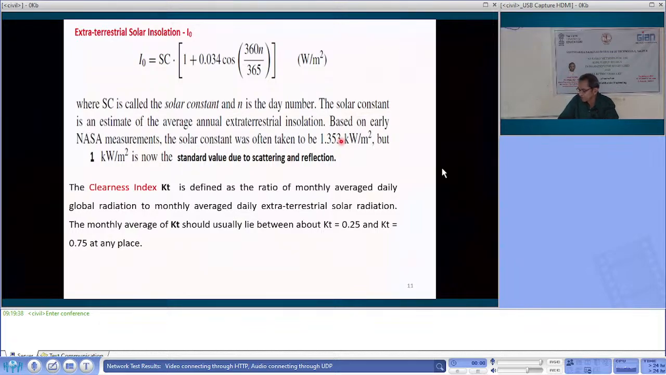Standard test conditions say that 25 degrees is the cell temperature when it is manufactured. 1 kilowatt per meter square is the solar irradiance, and air mass 1.5. We'll come to that definition. The clearness index is another, which is the ratio of monthly average daily global radiation to monthly average daily extraterrestrial radiation, which is outside the atmosphere.